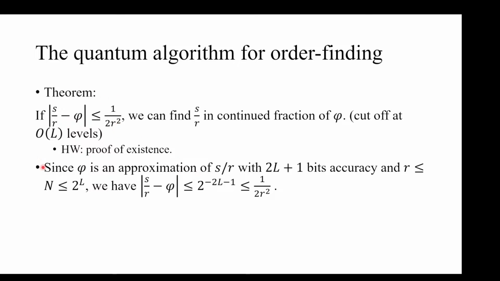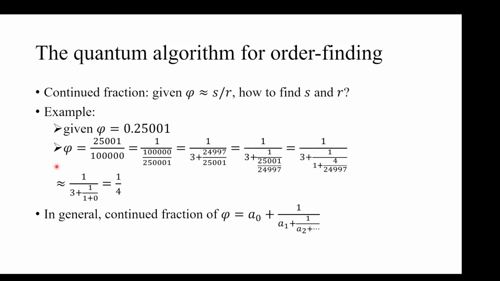And in homework, we will prove this partially. So we actually don't do the analysis on continued fractions, but we will prove that if the error here is small enough, then there is a unique S over R to be found. So if S over R minus phi is small enough, then there is a unique S over R that you will find as a close fraction to your phi with R not too large. Okay. Anyone okay with this? Yeah.